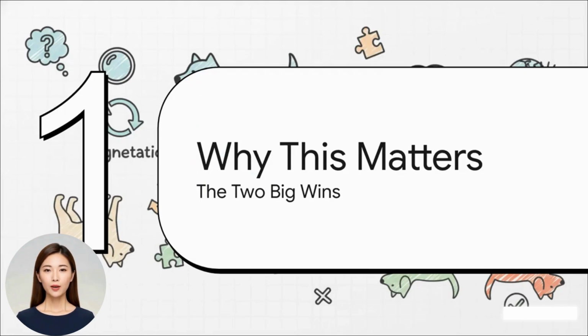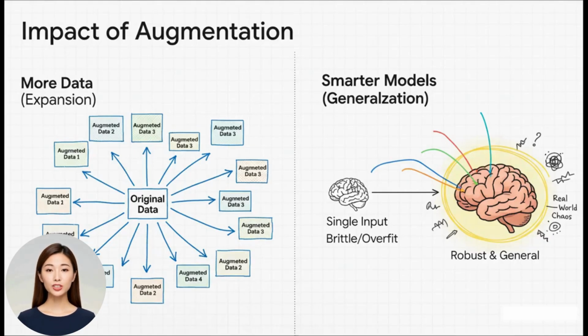So let's bring it all home. Why does this technique matter so much? Well, there are two huge wins you get from doing this right. And trust me, this isn't just a clever hack. It's totally fundamental to building good AI today. Okay, big win number one. You get way more data for way less effort. If you're starting with a small data set, this is your best friend. It's a cheap, super effective way to beef it up.